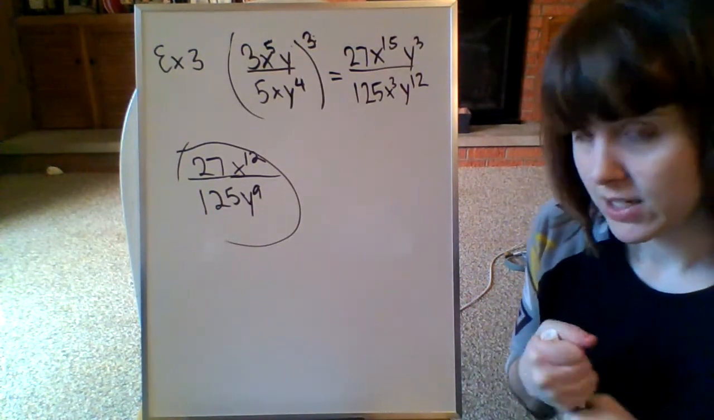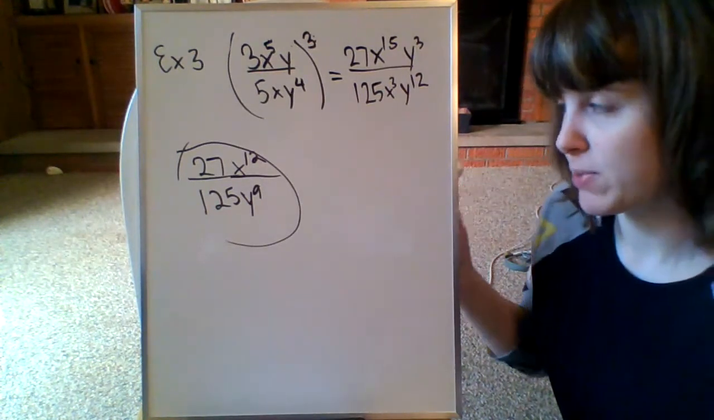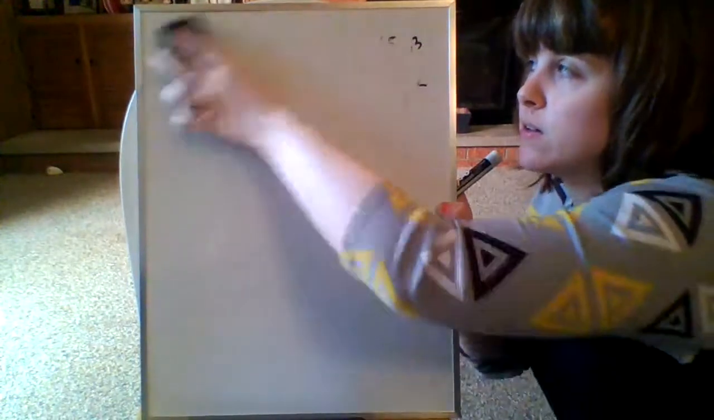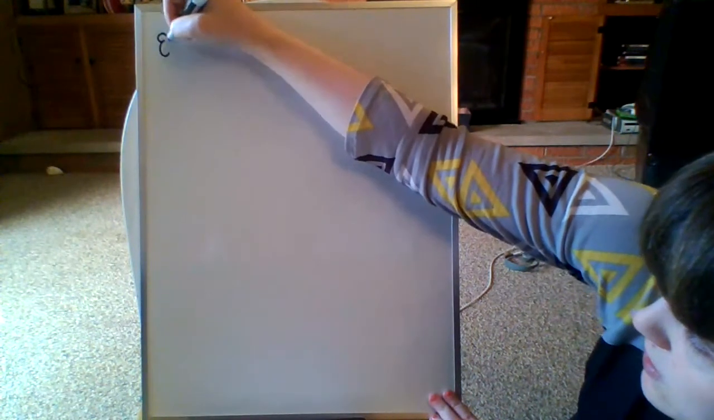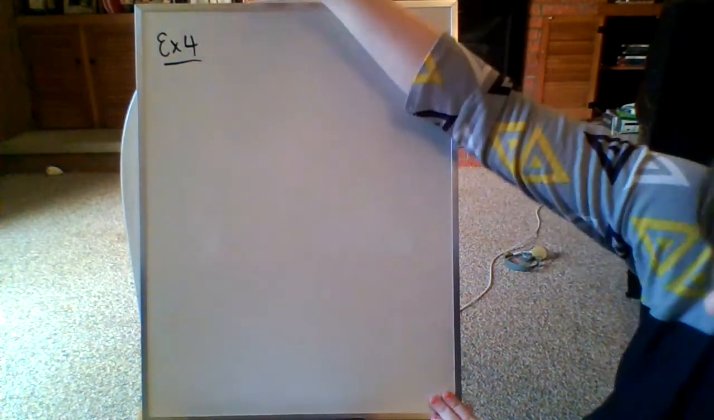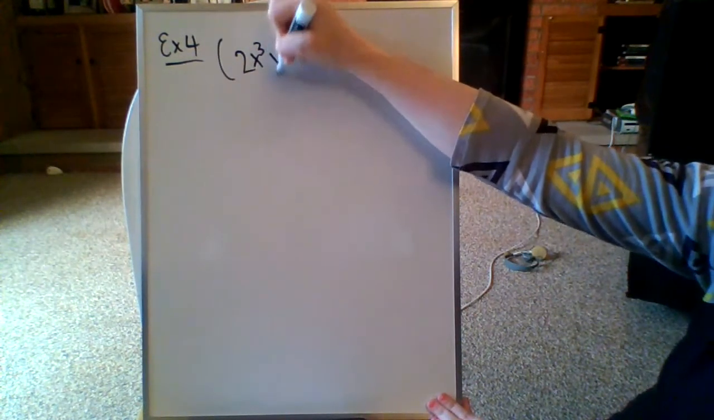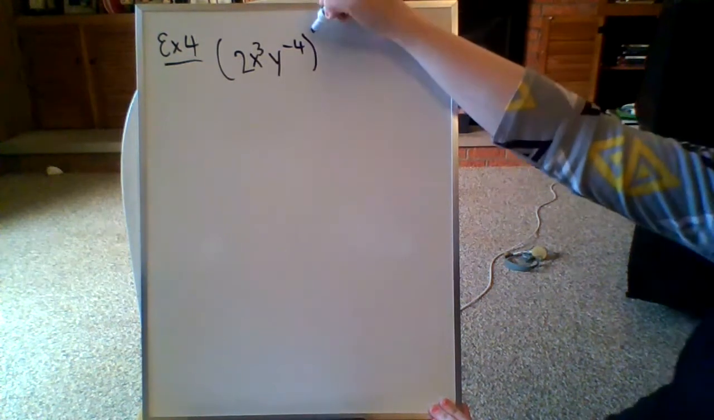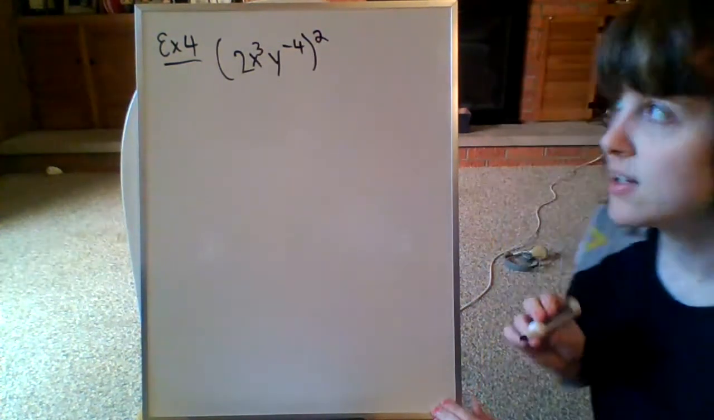Okay? So hopefully that made sense so far. We're going to have a very similar problem on example 4. Okay, so let's check out example 4. Alright, it says simplify 2x to the 3rd y to the negative 4th, all squared. Sorry, squared, not times 2.